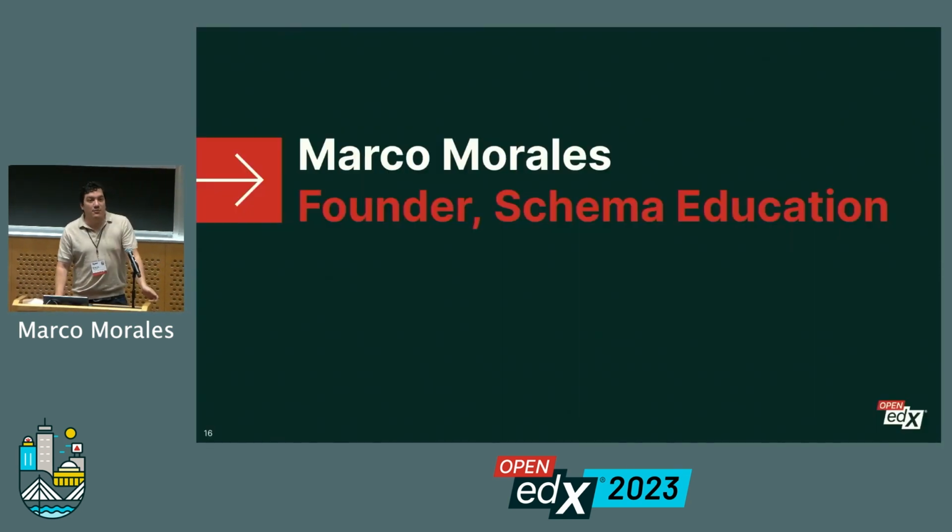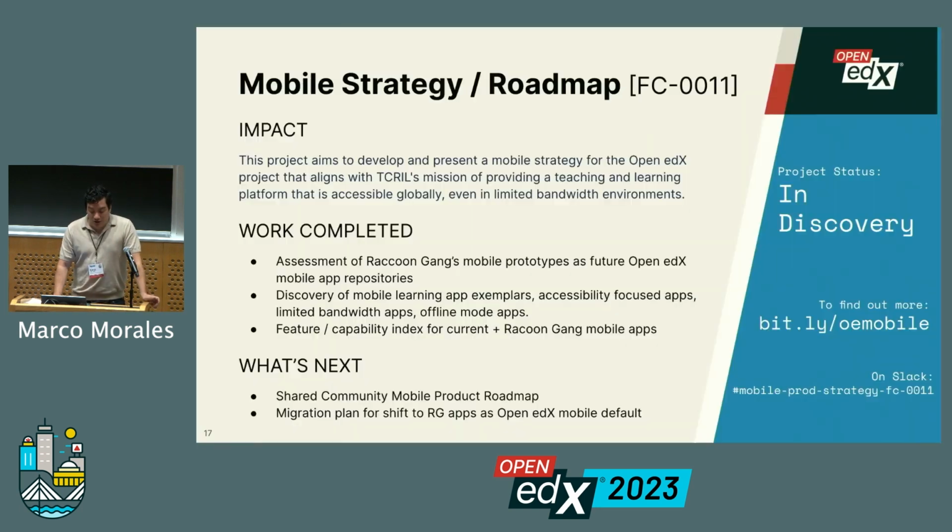Hi, everyone. So I'm here to talk about a project, a funded contribution that I'm working with TCRIL on. It specifically relates to the mobile strategy and product roadmap for the mobile applications. For some of those who saw the tutorial yesterday, there's some active work that the Raccoon Gang team has started that opens the door to exploring some new technology options for the mobile application.